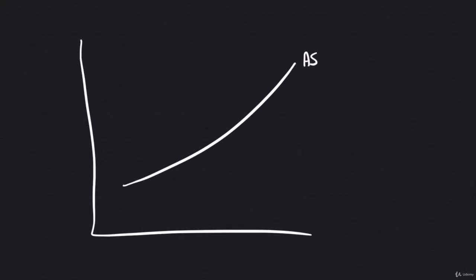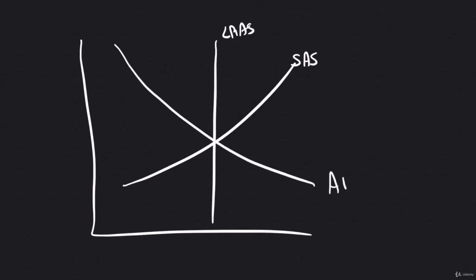Aggregate supply, short run. Aggregate supply, long run. And aggregate demand, downward sloping. And prices and output on the Y and X axis. So let's look at what happens in equilibrium. In equilibrium, in the long run, we are at a point of full employment. This is where we're going to start, and this is the overall equilibrium price level in the long run.